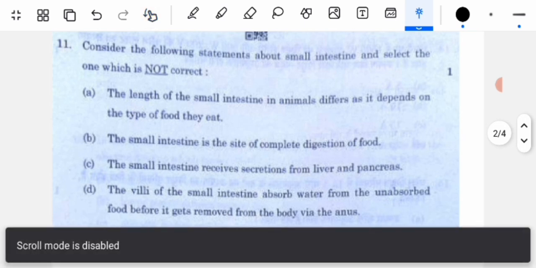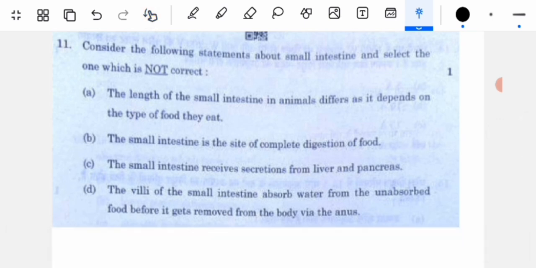Then we came to the third question. Consider the following statements about small intestine and select the one which is not correct. The length of the small intestine in animals differs as it depends on the type of the food they eat. Yes, we have given an example of herbivorous and carnivorous. So the statement here is correct. The small intestine is the site of complete digestion of food. Yes, we have learnt about intestinal juice. So this is also correct.